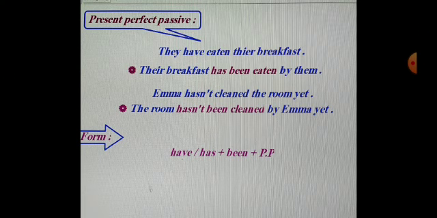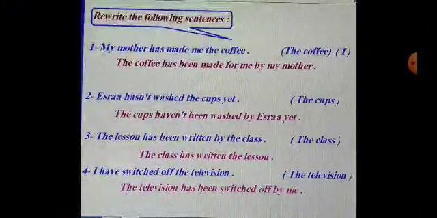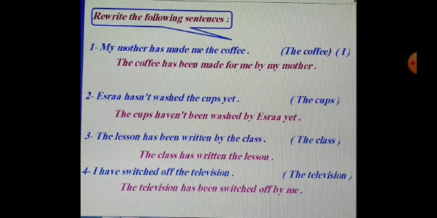Number 1, they have eaten their breakfast. Their breakfast has been eaten by them. Number 2, Emma hasn't cleaned the room yet. The room hasn't been cleaned by Emma yet. Okay, let's answer some questions. Number 1. My mother has made me the coffee. Begin with the coffee or I. First, begin with the coffee. The coffee has been made for me by my mother. Excellent. I have been made the coffee by my mother.